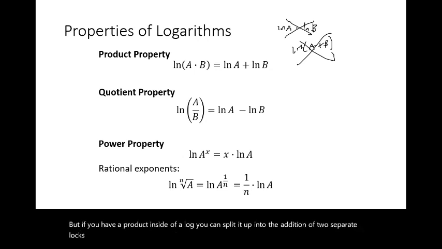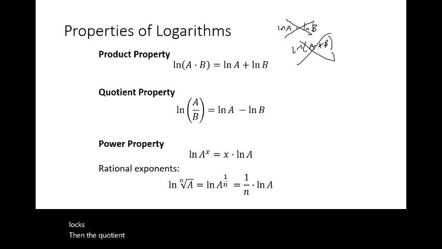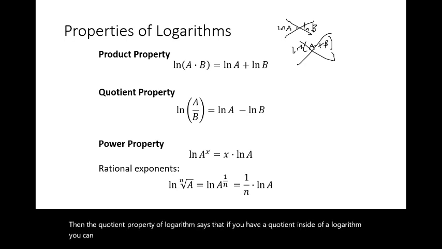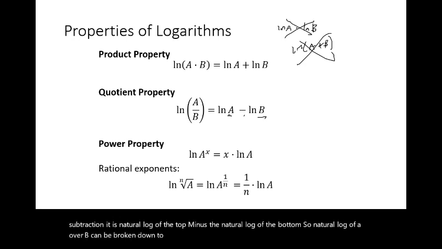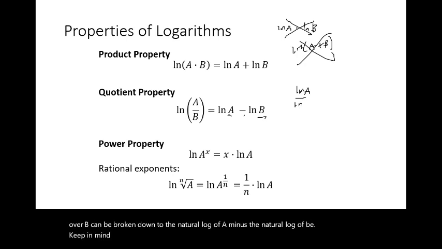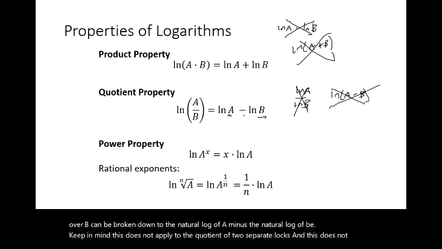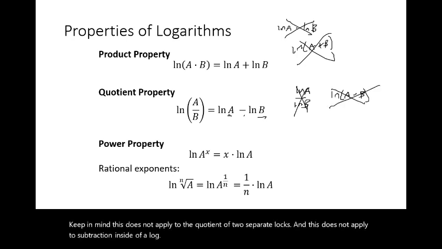Then the quotient property of logarithm says that if you have a quotient inside of a logarithm, you can split it up into the subtraction of two separate logs. And since order matters with subtraction, it is natural log of the top minus the natural log of the bottom. So natural log of a over b can be broken down to the natural log of a minus the natural log of b. Keep in mind this does not apply to the quotient of two separate logs, and this does not apply to subtraction inside of a log. But this applies to a quotient inside of a log.